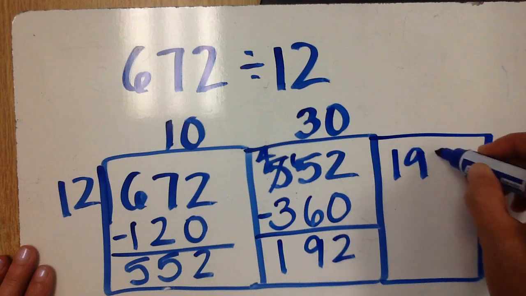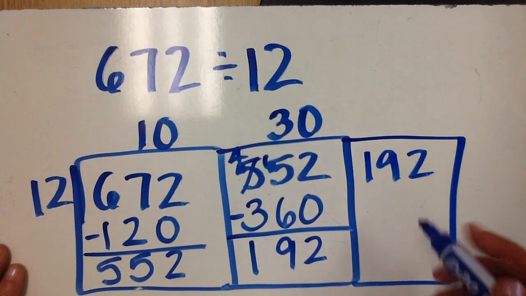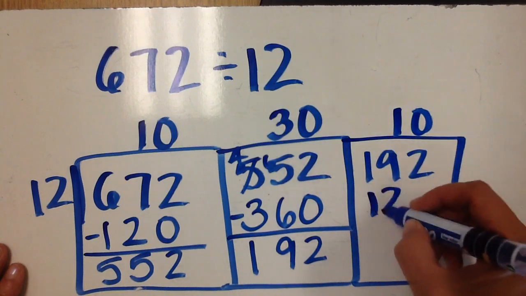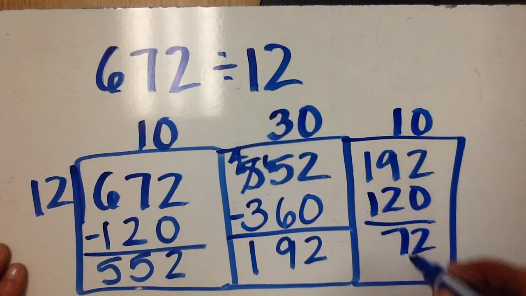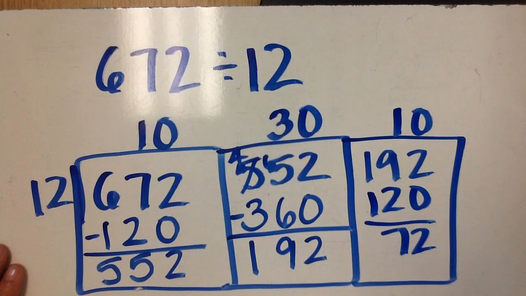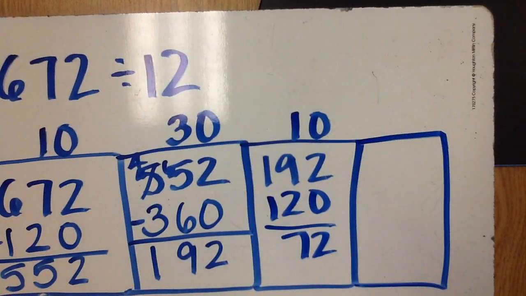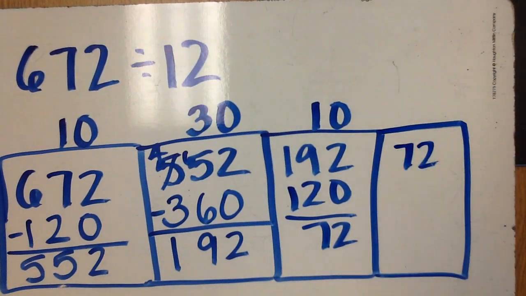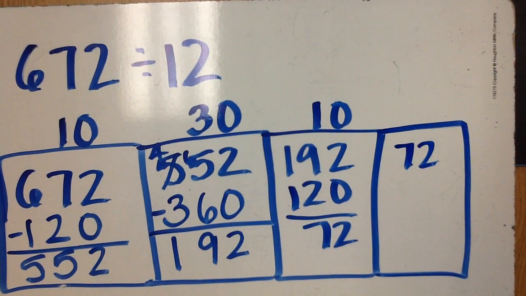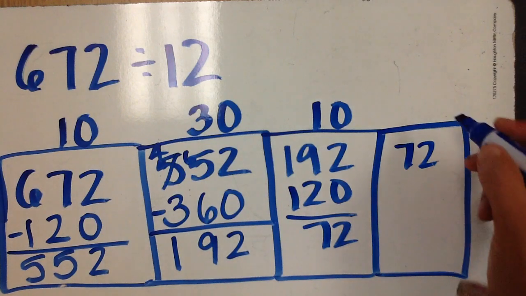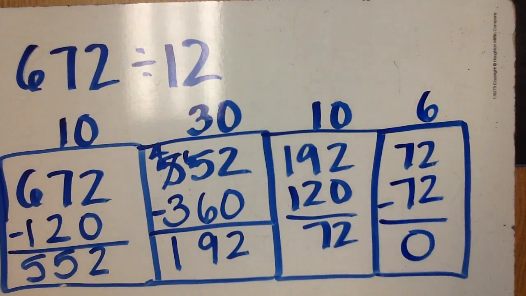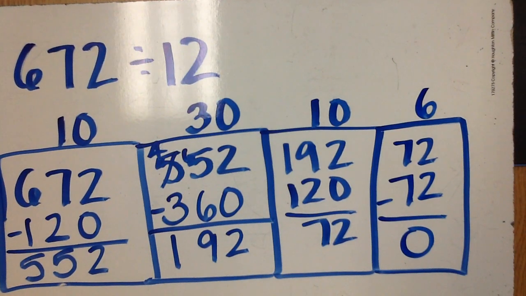So I'm going to move my 192 over to my next section, and I'm going to make 10 more groups out of this one. So 10 times 12 is 120, and that gives me 72 left over. Well, this is where my multiplication fact fluency comes in handy. So I'm going to bring my 72 up here to the next section. And I know that 72 divided by 12 is 6 because 6 times 12 is 72. And so I have 0 left to divide out. So this particular one worked out evenly.